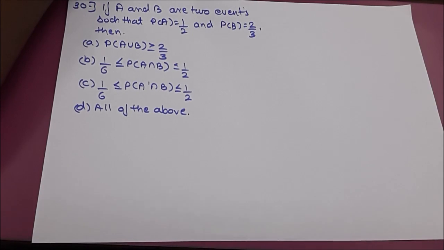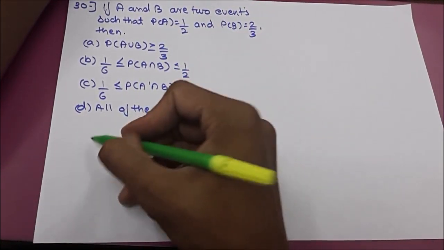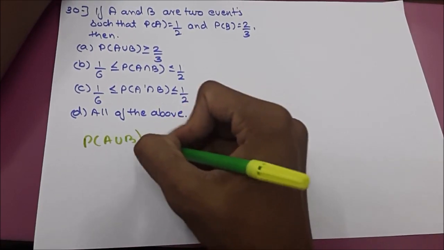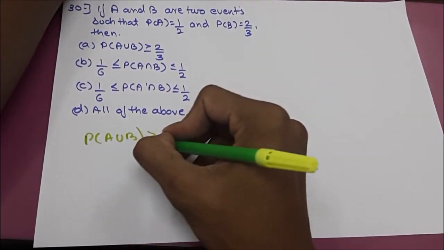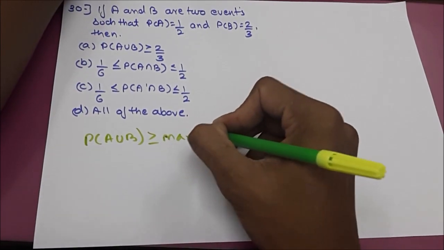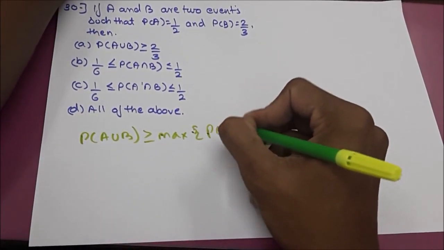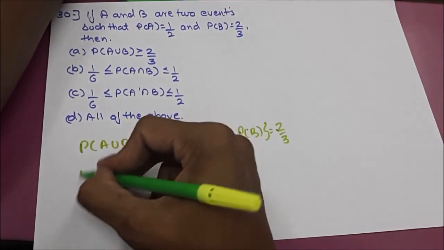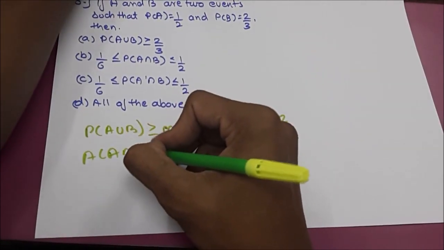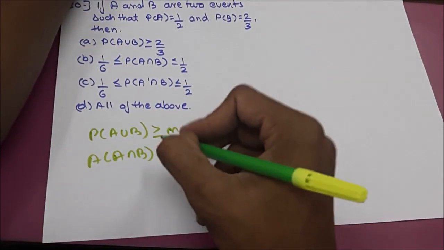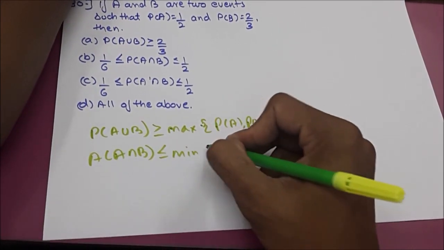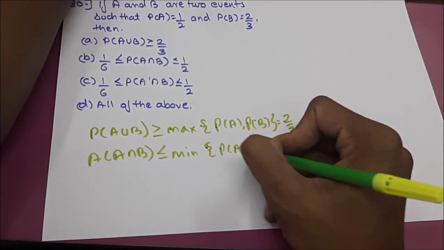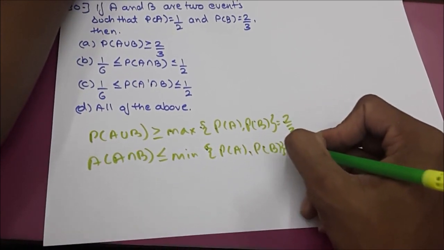Question 30: if A and B are two events such that probability of A is half and probability of B is 2 by 3, then we have four options. So we have probability of A union B greater than or equal to the maximum of probability of A comma probability of B, which is equal to 2 by 3, and probability of A intersection B less than or equal to the minimum of probability of A comma probability of B, which is equal to 1 by 2.